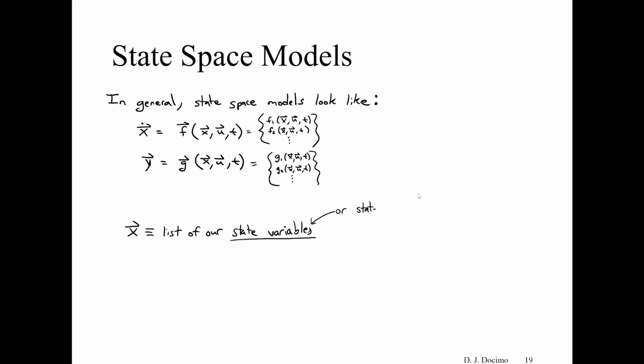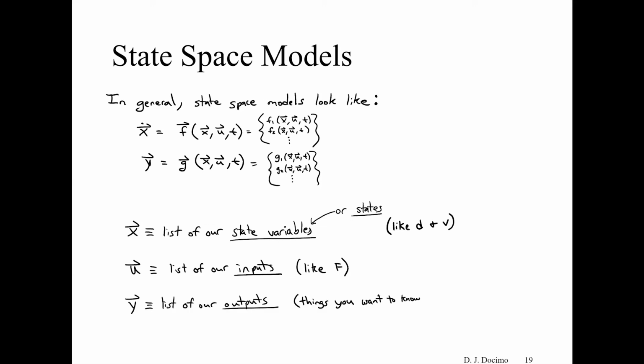So the x vector, that's our list of state variables or states. That's like d and v in these systems. So you see that there's no m times this x vector here. It was shifted over to the right-hand side. These are our states. The u vector, that's our list of inputs. That's like our force or anything externally acting on our system. And then y is our list of outputs. Those are things you want to know or you can measure, like car velocity, for example.